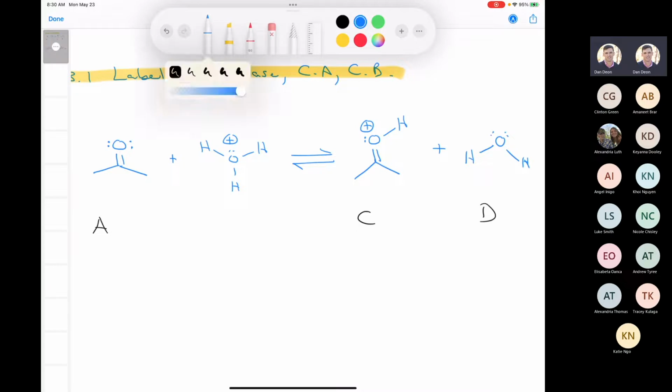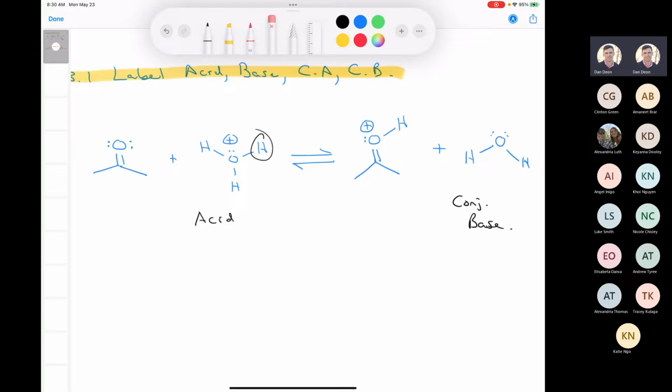Just scribble this out of here and let's throw this in here. This is our acid. Why? Because it donates a proton. In the end, you're left over with water, which must be our conjugate base. So we'll put here acid, conjugate base, and then we'll put here, this is our base, and this is our conjugate acid. Okay, so now what are we going to do?